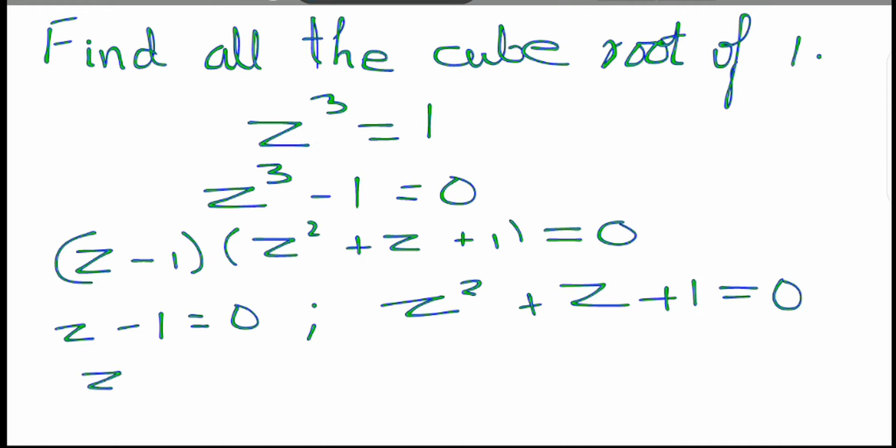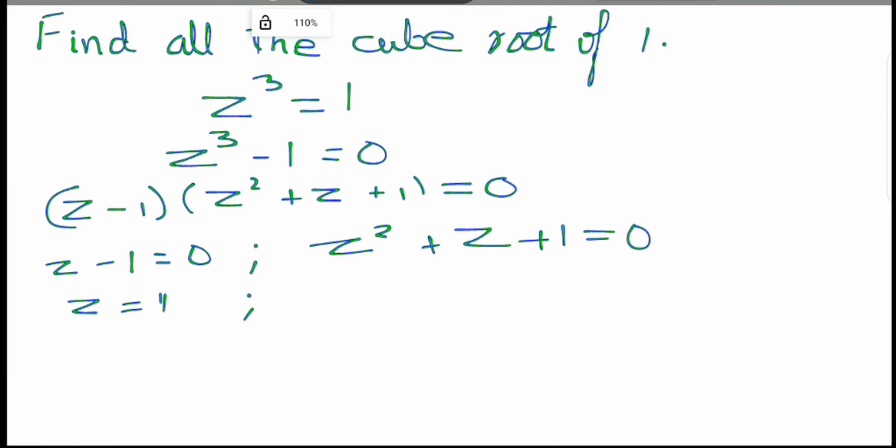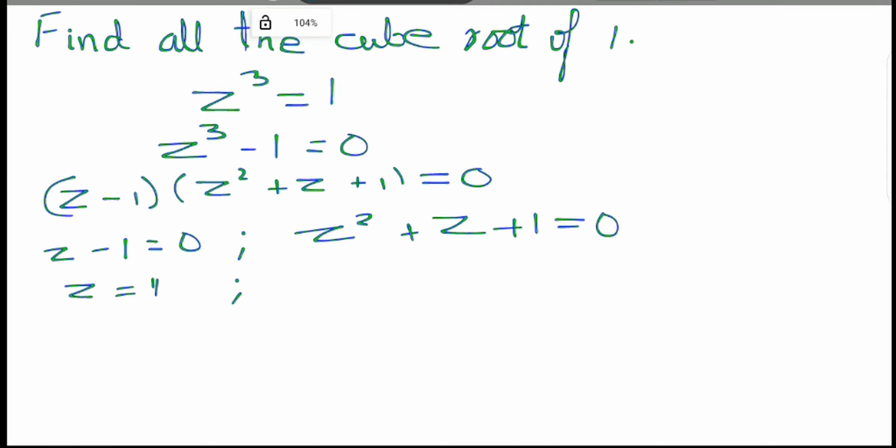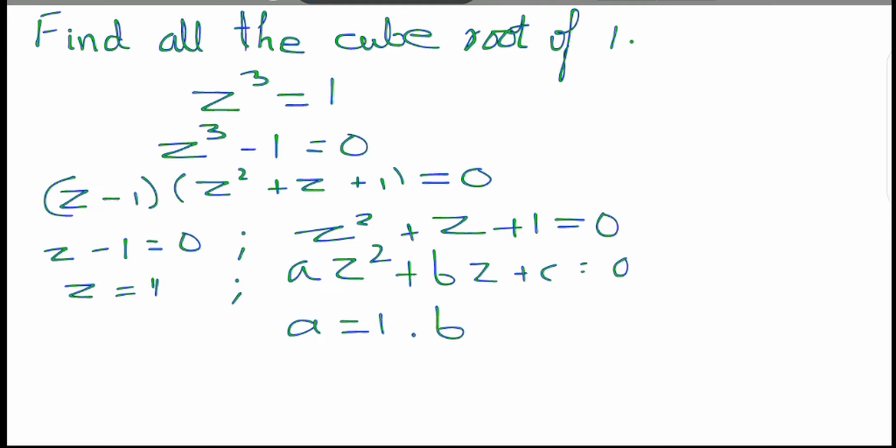So in the first case we have z equals 1, that's the trivial solution, quite a common simple answer. Now what about z squared plus z plus 1 equals 0? For that we can apply the quadratic formula. First of all, let's compare it with az squared plus bz plus c equals 0. We observe that a equals 1, b equals 1 and c equals 1.